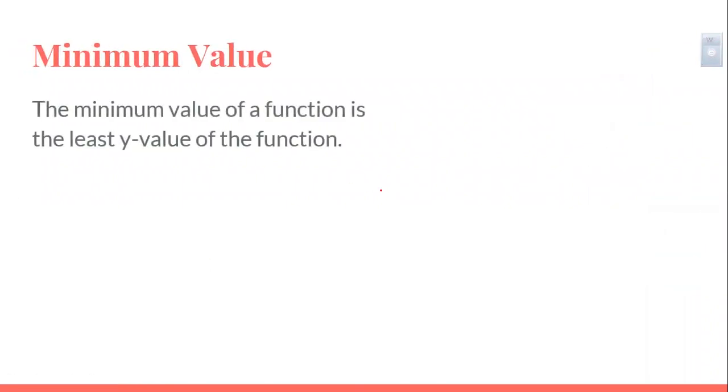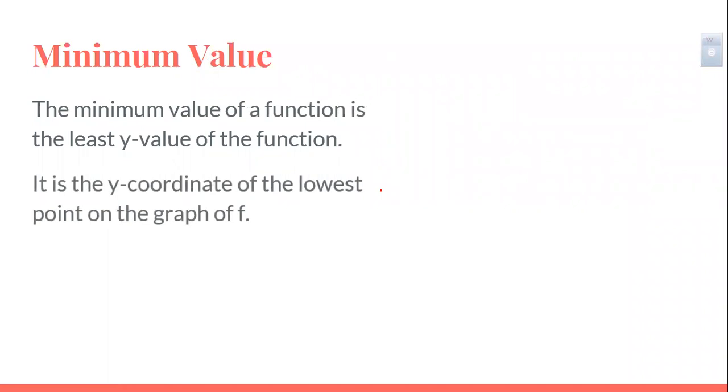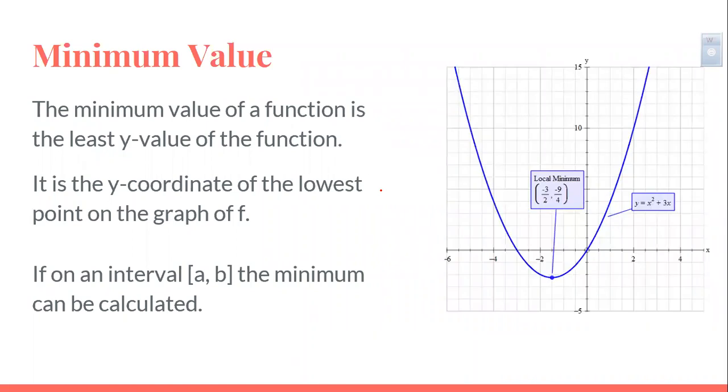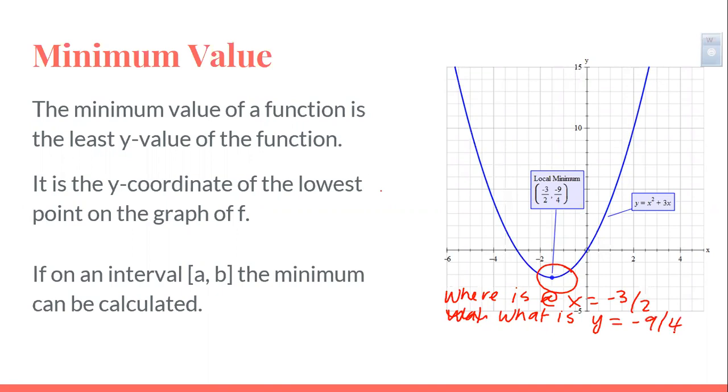Minimum value. So the minimum value of a function is the least y value of the function. It is the y coordinate of the lowest point on the graph. Okay, notice it's the y coordinate. If on an interval from a to b, the minimum can be calculated, but visually, you're looking for the lowest y value. So when I'm looking here, my minimum value is at where it's at. Where is at x equals -3/2. What it is, y equals -9/4. So where it's at is the x value. What it is is the y value.